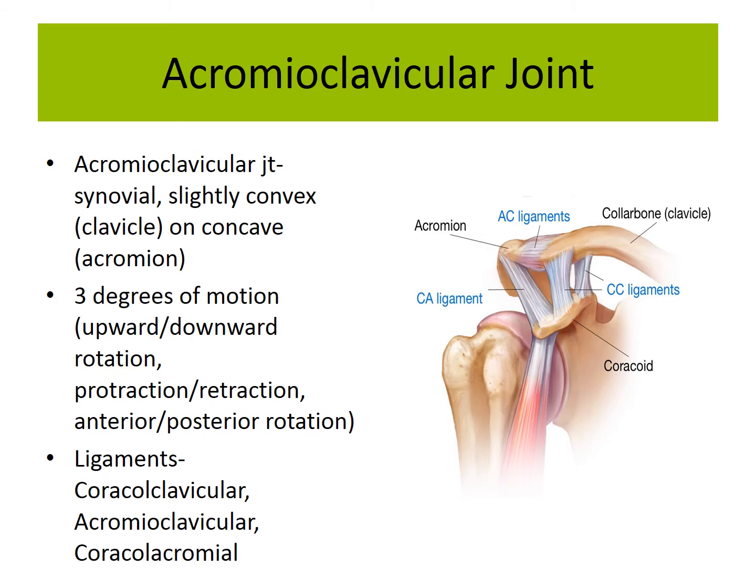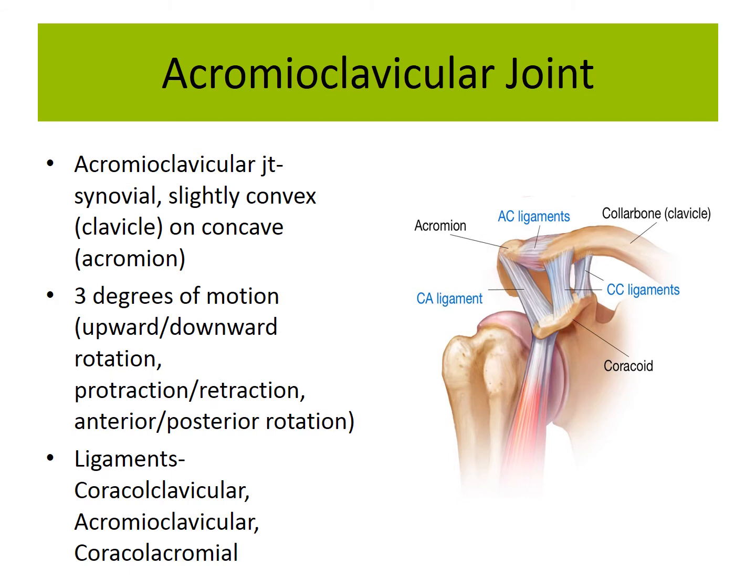However, we will just discuss the osteokinematics and not the arthrokinematics of what's going on at the joint, just like we did for the sternoclavicular joint. So the acromioclavicular joint has 3 degrees of motion with upward and downward rotation, which occurs with shoulder abduction and adduction and upward and downward rotation of the scapula.